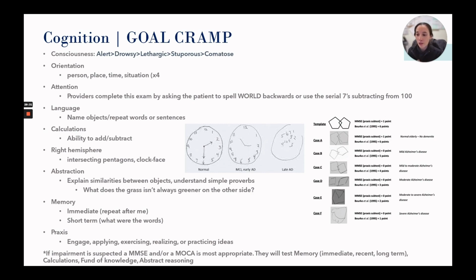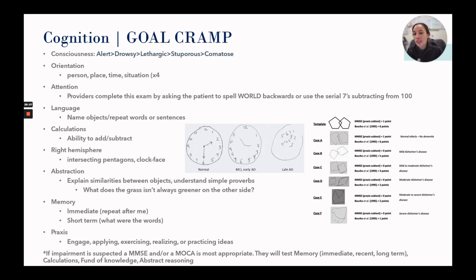Cognition can be remembered by GOALCRAMP, which stands for all these different things that are listed below. So we have consciousness, which can go from alert to drowsy to lethargic to stuporous to comatose. Orientation: they can be oriented to person, place, time, situation, all four. They can only be oriented to 3, or they can be oriented to 1 or 2.